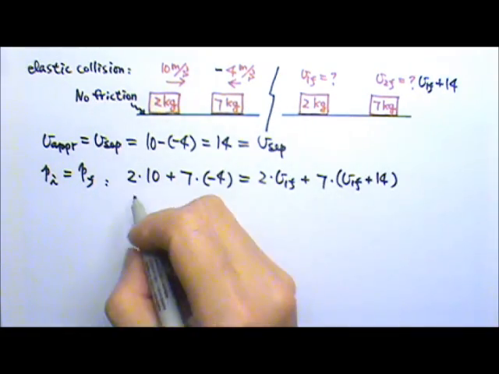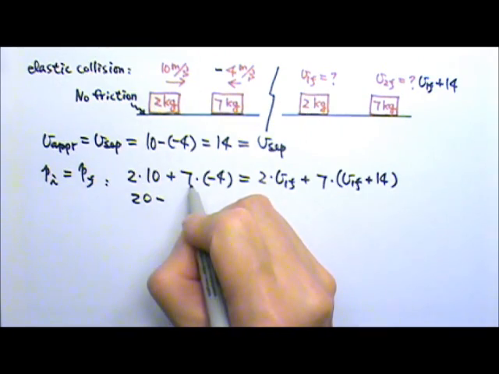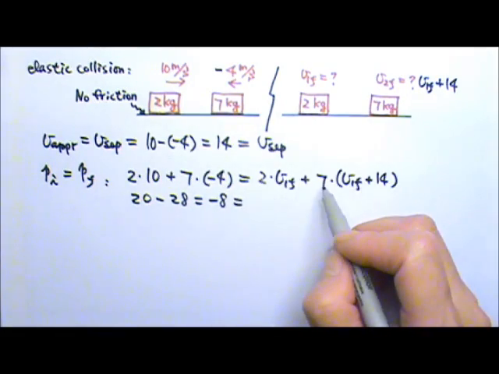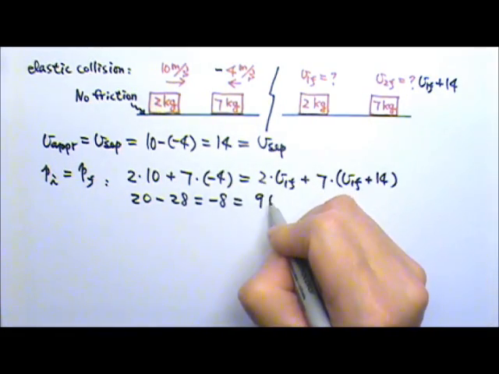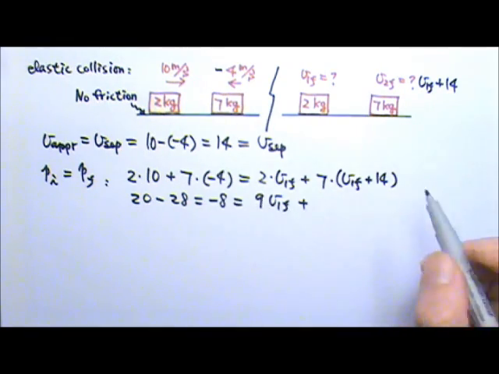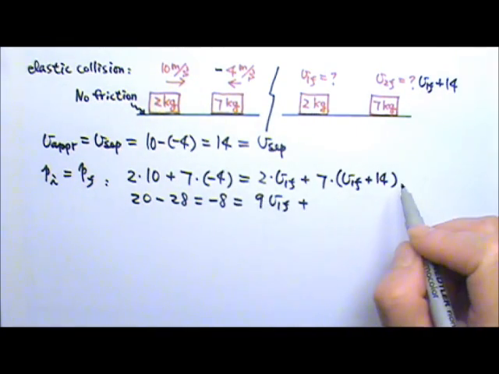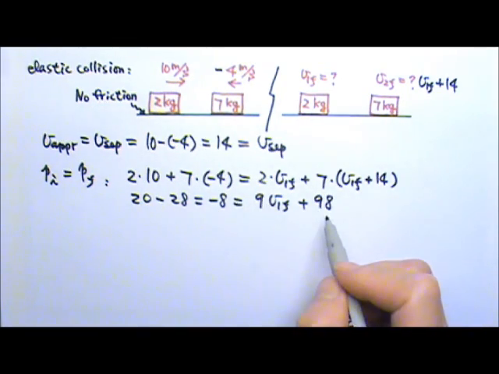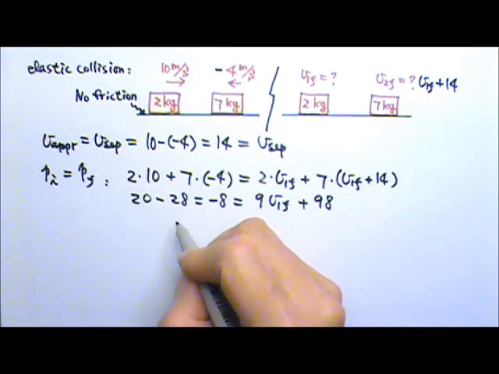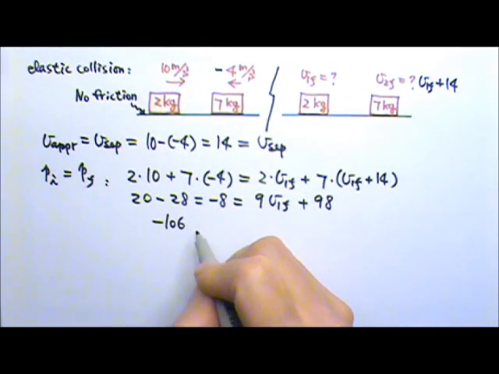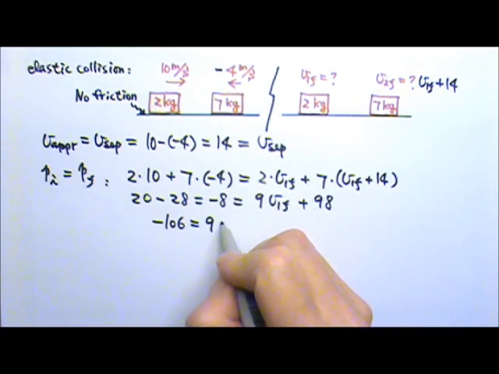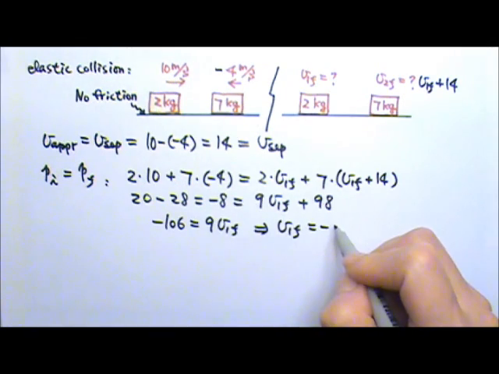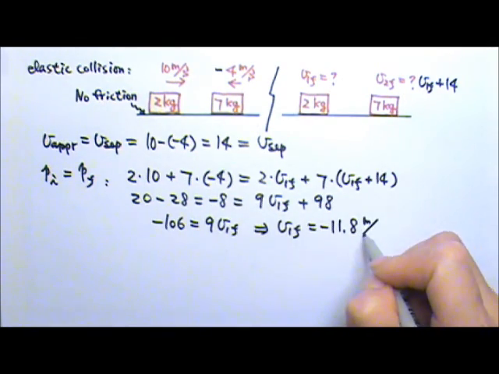So this gives me 20 minus 28, which is negative 8, equals 2v1f plus 7v1f. That's 9v1f. And I have to remember to multiply the 7 by 14, and I get 98. So if I subtract 98 on both sides, I'm going to get negative 106, and that equals 9 times the v1f. So I will get v1f is negative 11.8 meters per second.